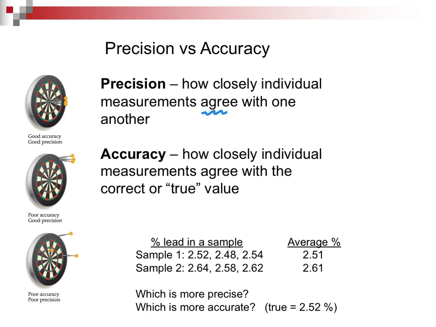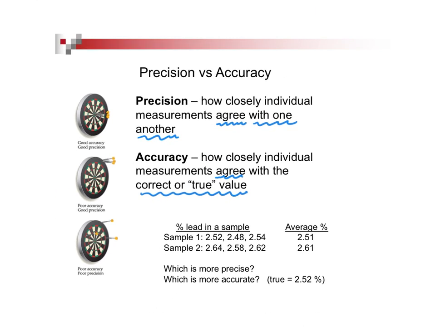Precision is how closely measurements agree with one another. Accuracy is how much they agree with what we call the correct or the true. Now, a correct is a mathematical calculation, but a true, that might be the number that you get when you repeat a measurement many, many times. So before we look at the example on the bottom, let's take a look at the slides.